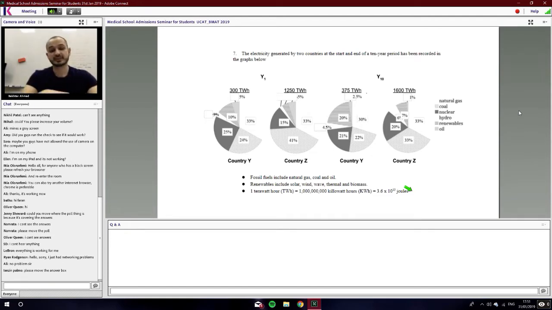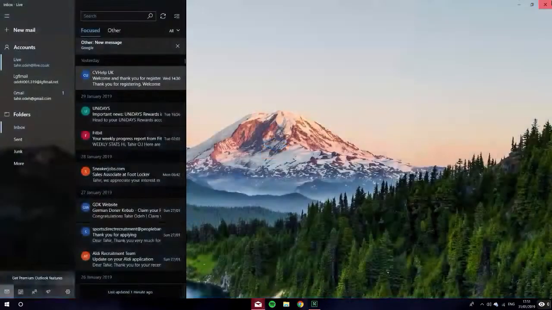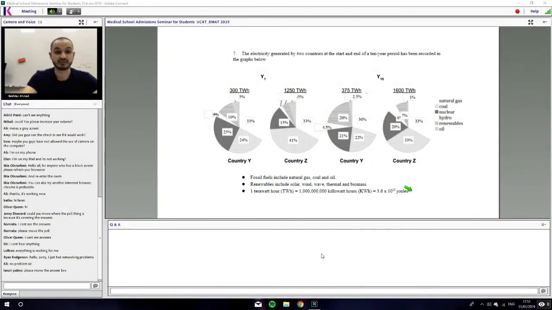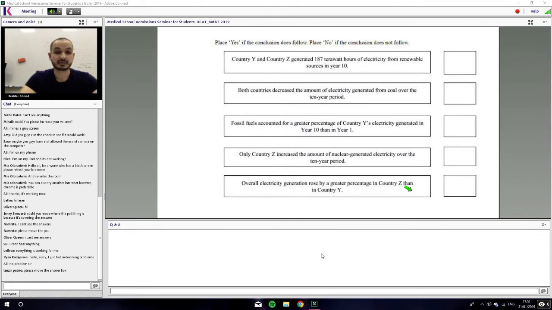So you'll be given some information. Often it could be data, or it could be a short bit of information, and then you'll have something that looks like this. So it'll be 5 boxes which have statements in them, and next to them, you have to either drag a yes or a no. So let's just do a few. We won't do all of them because of time, but let's just do the first 3. So country Y and country Z generated 187 terawatt hours of electricity from renewable sources in year 10. So quite a bit of information.